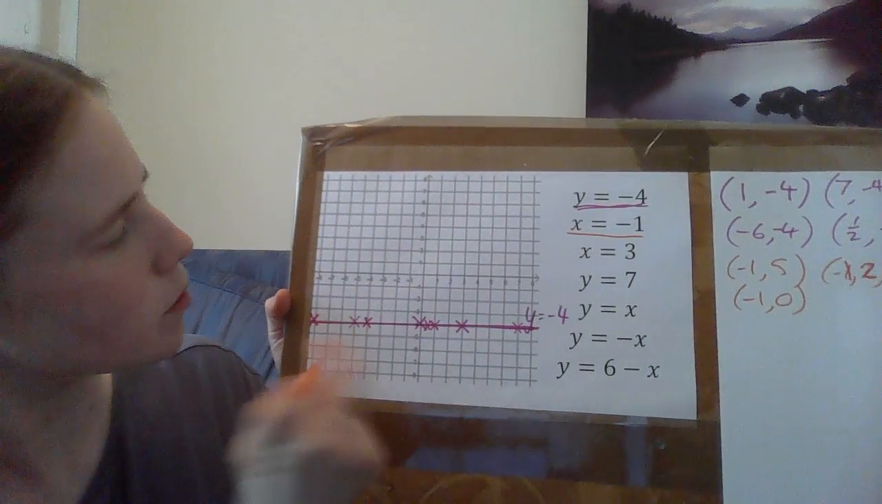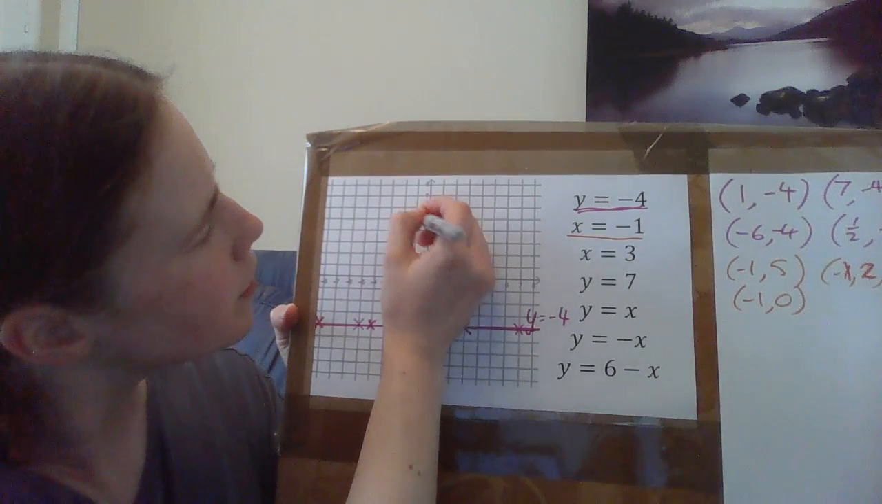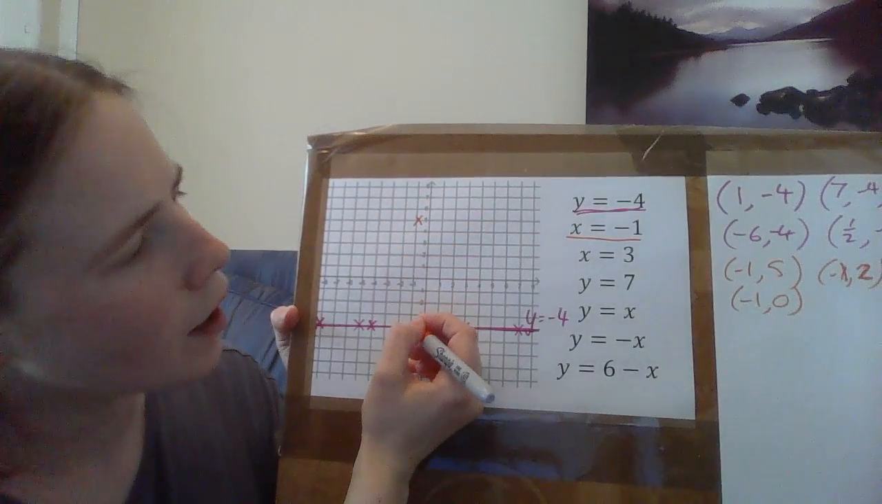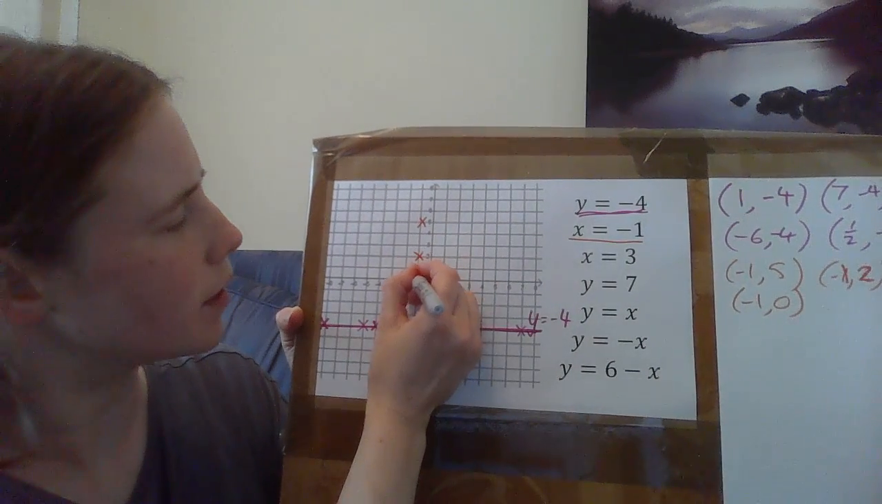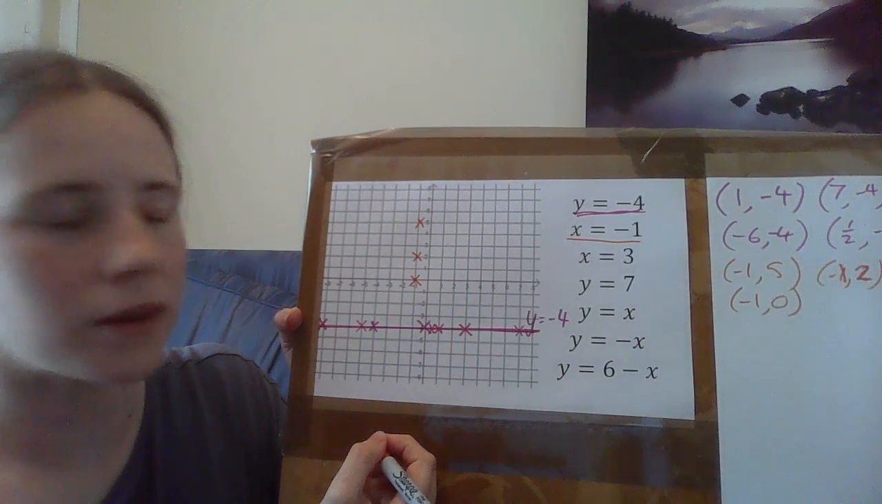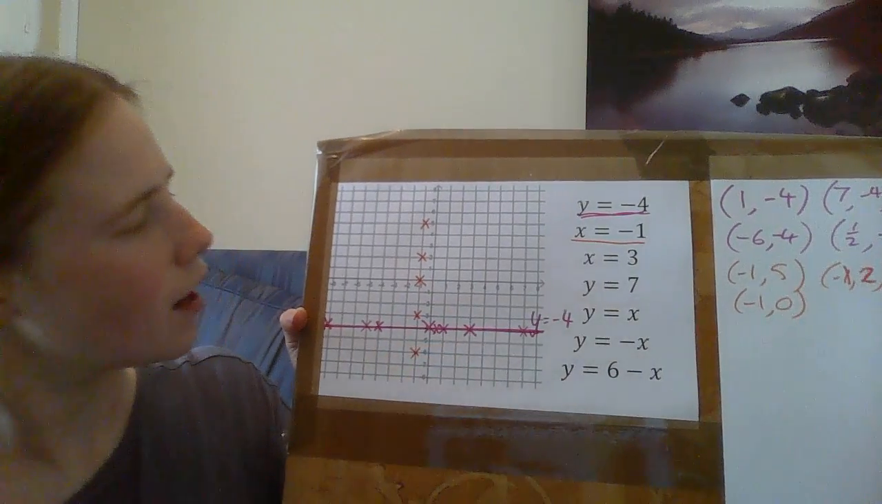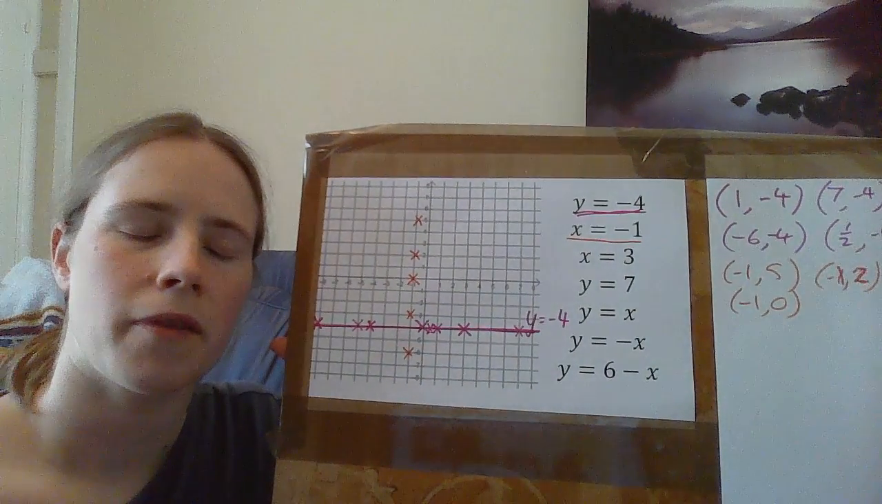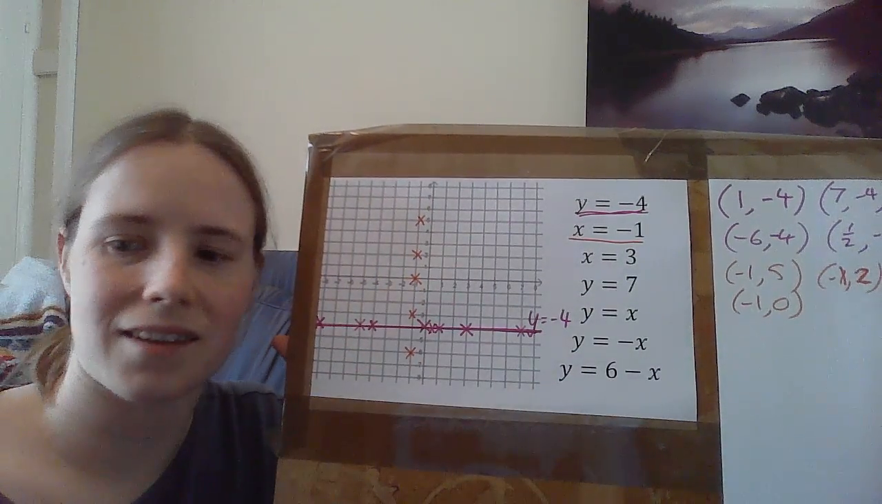So (-1, 5). Remember, you go along the corridor, up the stairs. And then (-1, 2), and then (-1, 0). And we can come up with some with negatives like (-1, -3), (-1, -6). Okay, and this time you'll notice that we have a vertical line going through -1 on the x-axis.